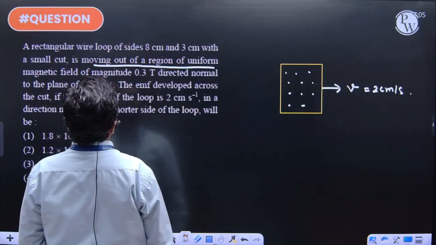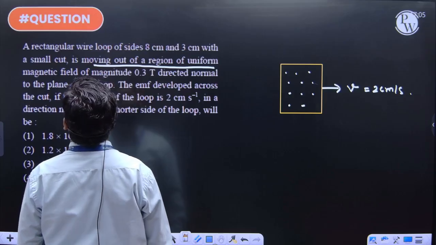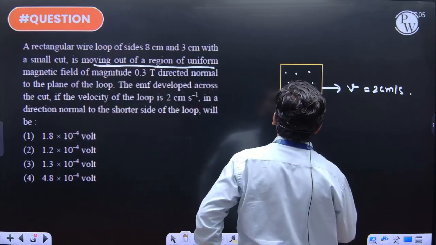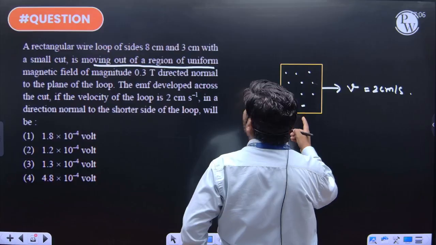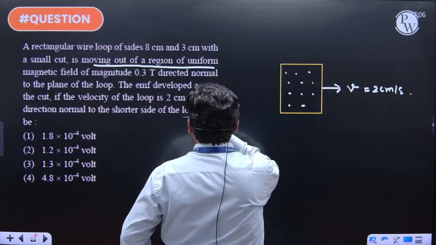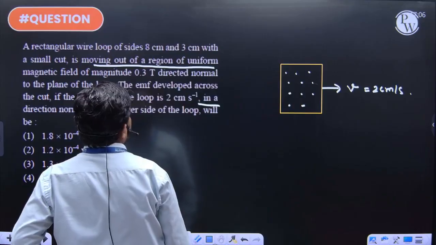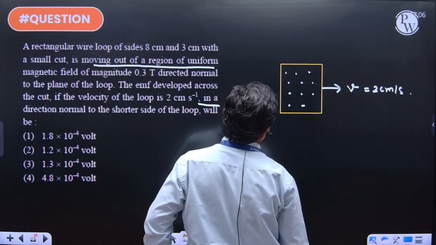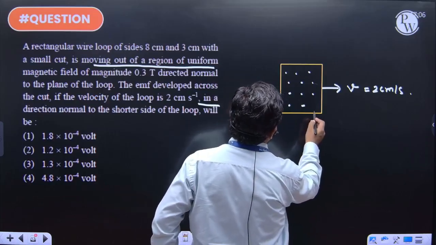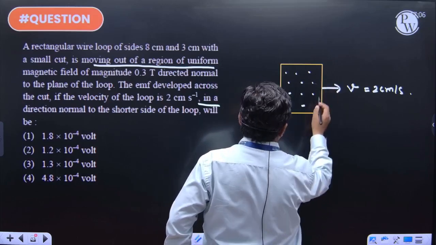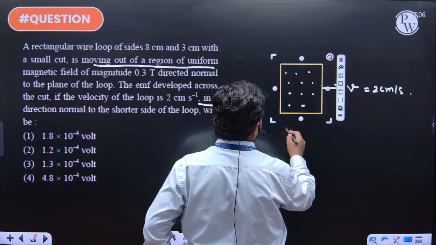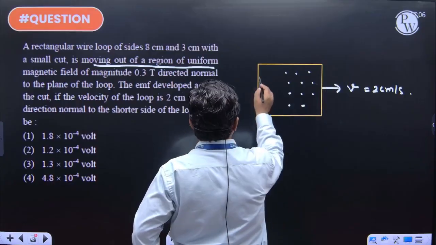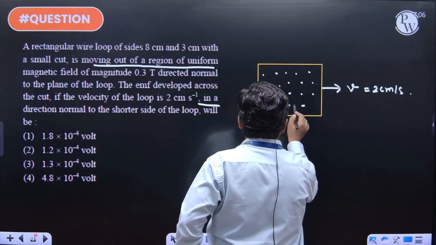It is a rectangular wire loop of side 8 centimeter into 3 centimeter. So they are saying it moves in a direction normal to the shorter side of the loop. So this is the shorter side, normal to the shorter side. I have made this diagram, making this one a longer one, right? Correct. So this is what we are getting.